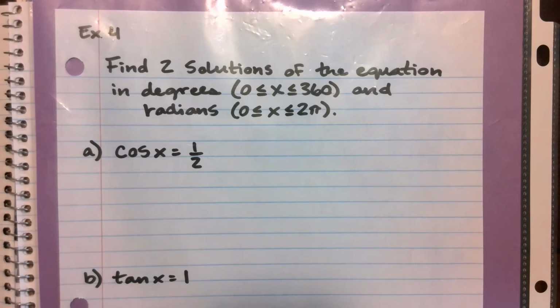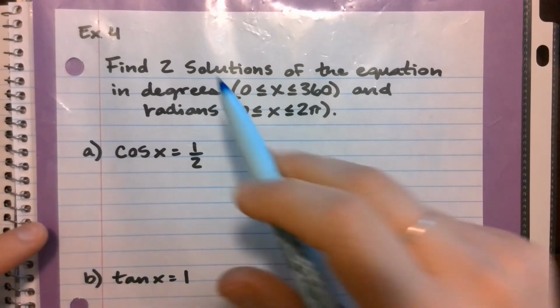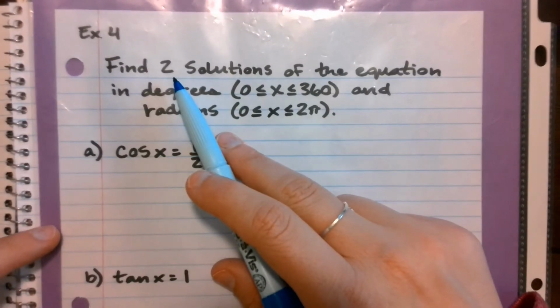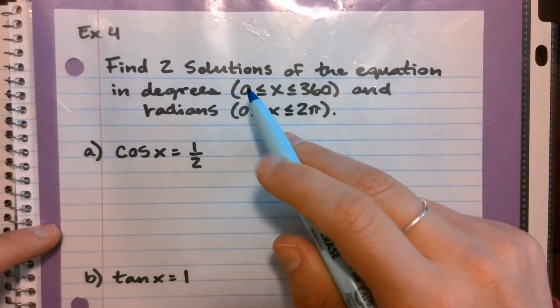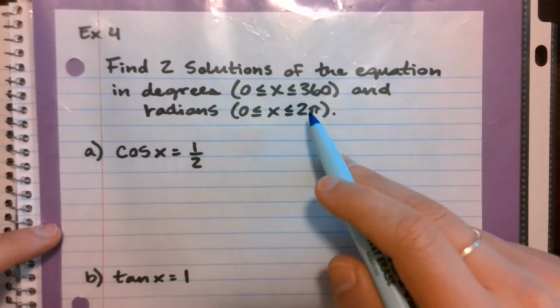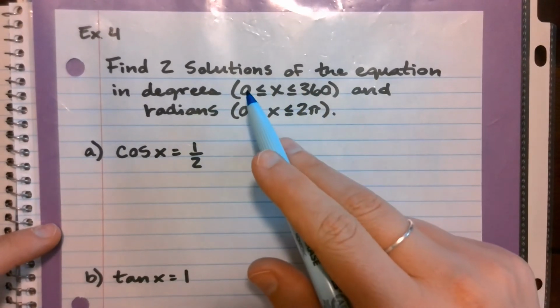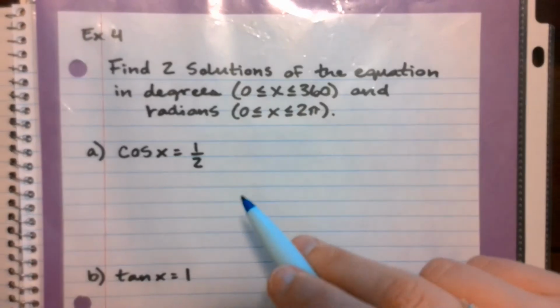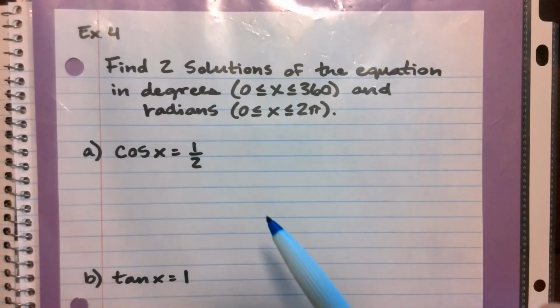We've answered something kind of similar to this before, but we figured out an angle for that ratio that was in the first quadrant. So for this one, we're actually going to be finding two solutions, and instead of giving us that 0 to 90 degrees and the 0 to pi over 2, they're going to tell us really one full unit circle. So anywhere from 0 to 360, 0 to 2 pi. So all the way around the circle.